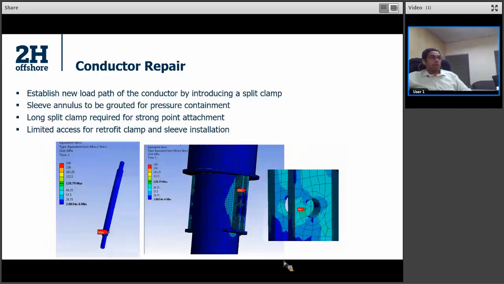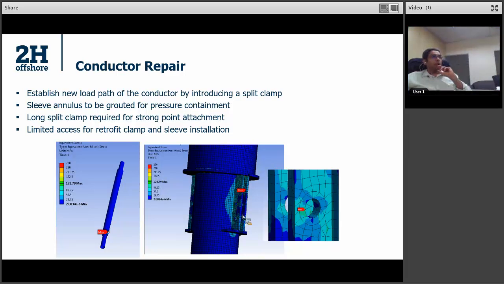So what we came up with is a novel split collar design again. We established a conductor location further below the sea level where the existing conductor system still has sufficient integrity to carry the load transfer. We deployed the split collar design at that location below the splash zone and replaced the entire conductor system through the splash zone up to the wellhead. The conductor was removed, the grouting was chipped off, and a split collar sleeve was installed in sections due to accessibility. Grouting was injected to ensure that the load transfer is sufficient, and at the same time pressure containment was achieved.